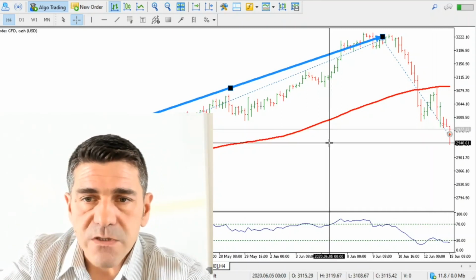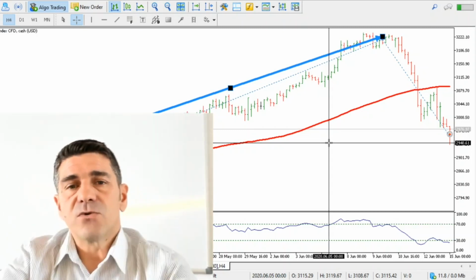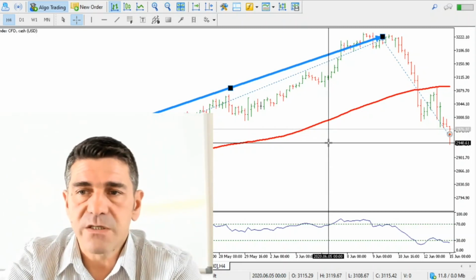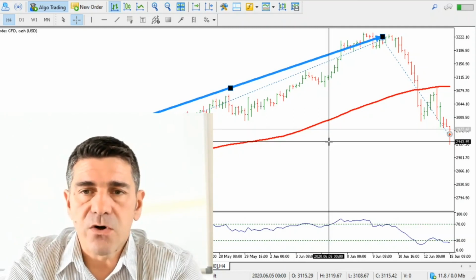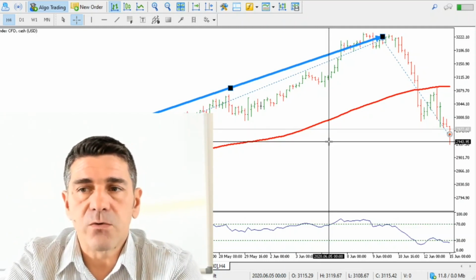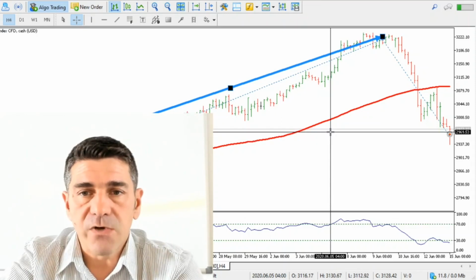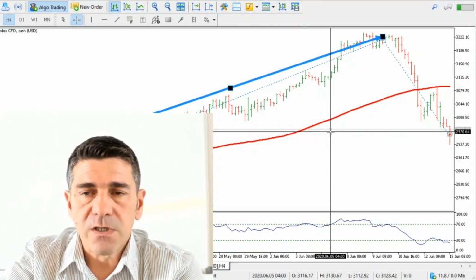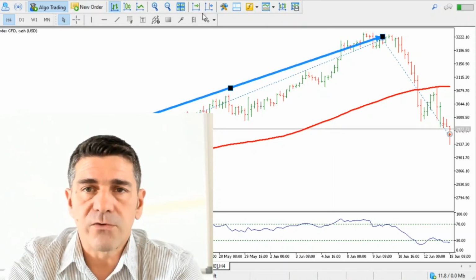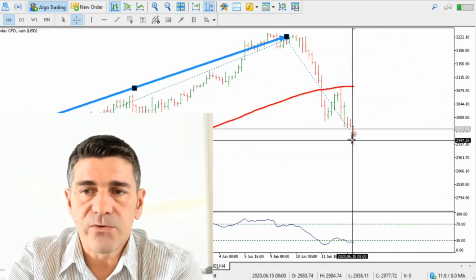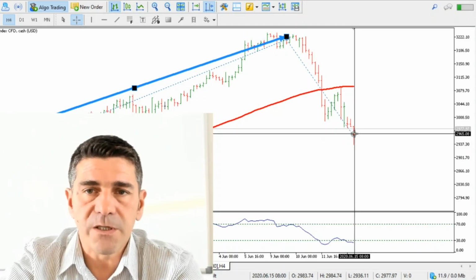So this is one simple strategy that can save you a lot of hesitation, a lot of nervousness and anxiety. It's very important when you are trading on the financial markets to be confident and to avoid in any scenario feeling that you are losing money.